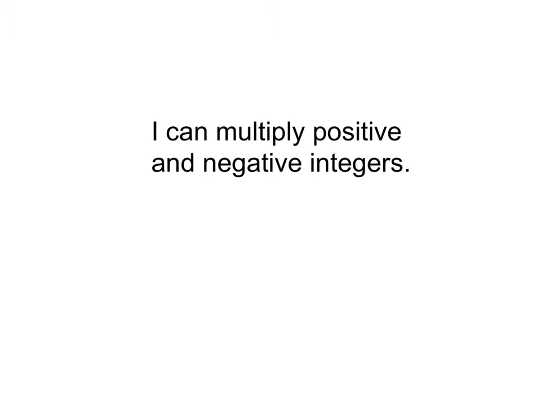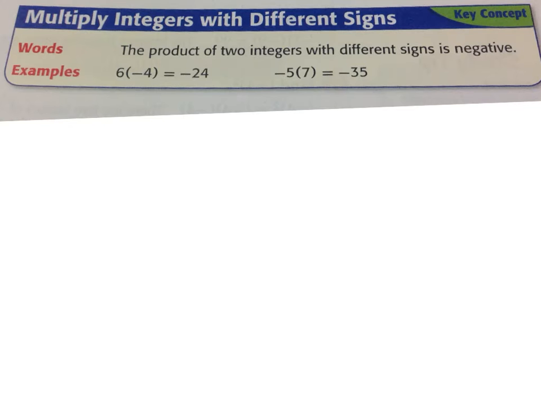Today's learning target is I can multiply positive and negative integers. Just like there are rules when we add integers, for example, a negative plus a negative is always going to be a negative, like negative 2 plus negative 3 would be negative 5, there are also some rules when we multiply integers.